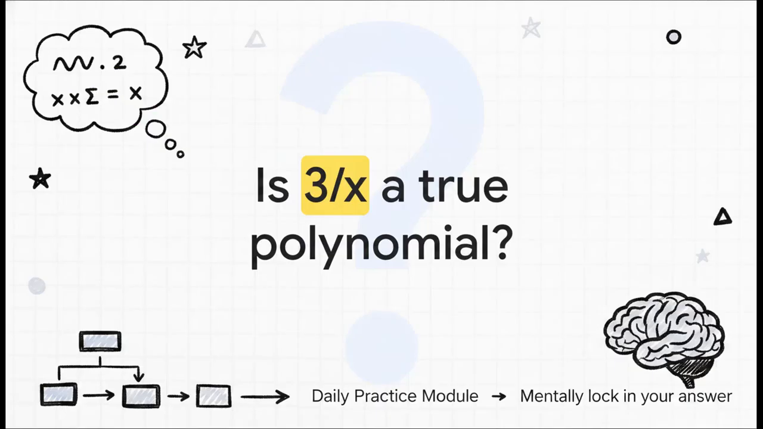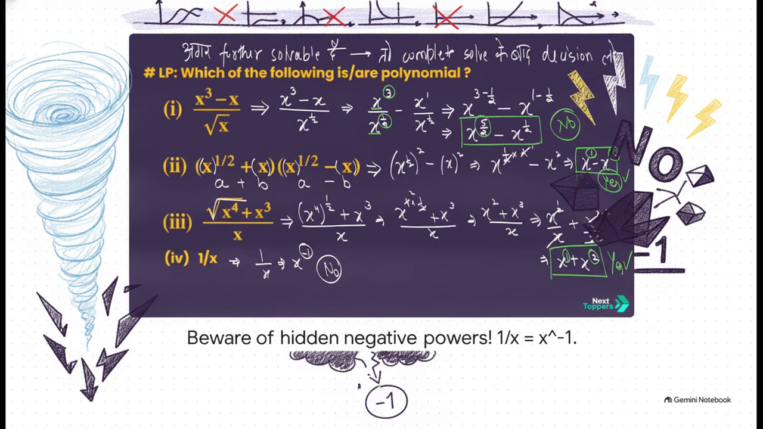All right, let's put this to the test with a question pulled straight from Daily Practice Problem 1. We have the expression 3 divided by x. Based on the golden rule we just covered, is this a true polynomial? Take a second and lock in your mental guess. Well, the answer is a resounding no. Why? Because you always have to beware of hidden negative powers. Mathematically speaking, having an x trapped down in the denominator is identical to saying x to the power of negative 1. The big trick here is that you must always simplify the expression first. That exposes any of those hidden rule breakers.